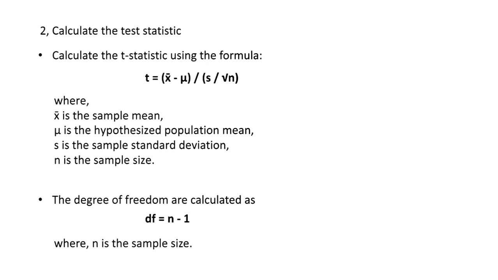Calculate the t-statistic using the formula t equals x bar minus mu divided by s divided by square root n, where x bar is the sample mean, mu is the hypothesized population mean, s is the sample standard deviation, n is the sample size. The degrees of freedom are calculated as df equals n minus 1, where n is the sample size.